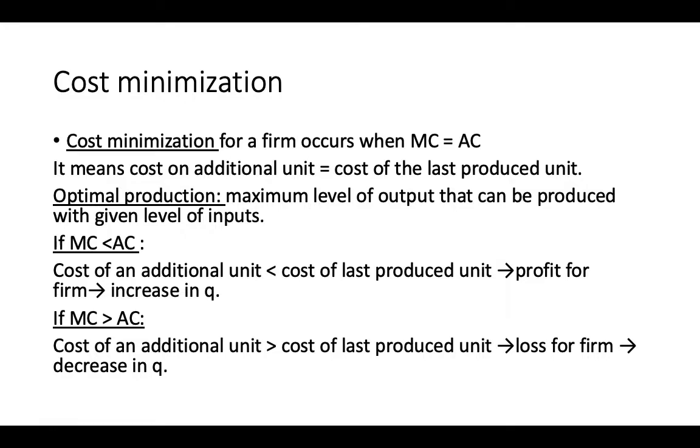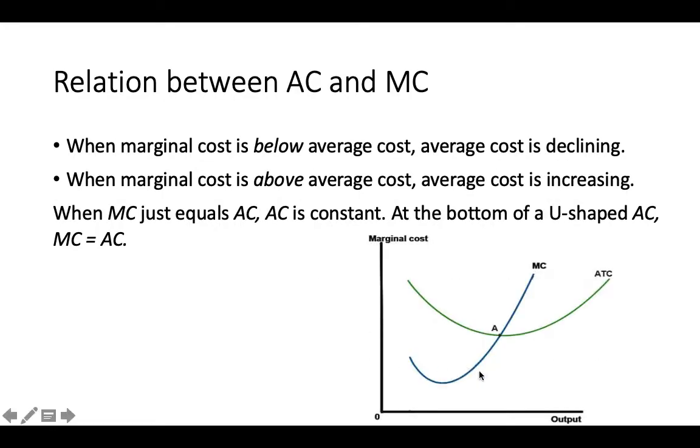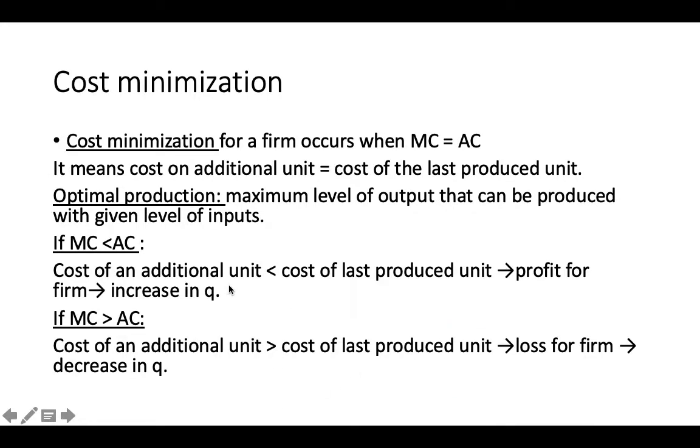Okay, let me take you back to the previous slide. When we are saying marginal cost is less than average cost, somewhere over here, it means that marginal cost is, let's say, at this point, and this is average cost. It means that marginal cost is lower and average cost is relatively higher, which means cost of an additional unit is less than cost of the last produced unit. Which means कि extra unit आपके लिए पहले प्रोड्यूस किए हुए यूनिट से रिलेटिवली चीपर है.